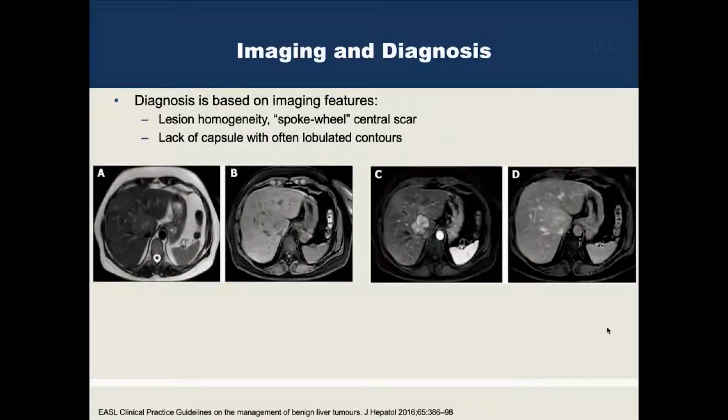These lesions are diagnosed mostly on imaging, and they have some very characteristic features on the MR imaging. So this is a T1 phase MRI, where the tumor may be visible in the T2 phase, and you know it's T2 because fluid is white. It really doesn't show up that well. This is a contrast enhanced picture where you can clearly see the lesion, which has a spoke wheel appearance with a central scar, and it does not have a capsule. It often has lobulated contours, and it starts to wash out in the delayed phases.